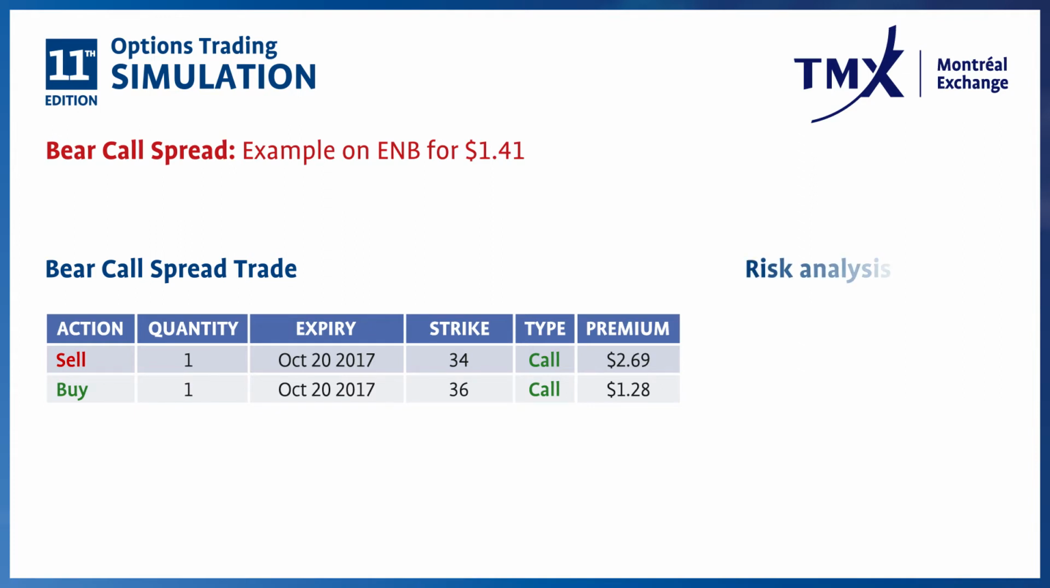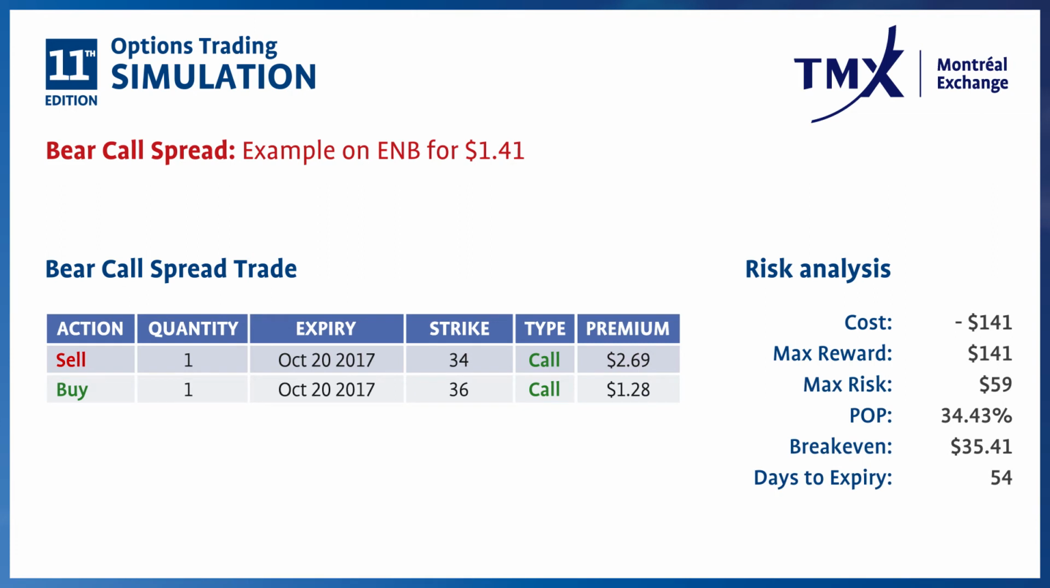Now let's look at the risk analysis. The cost is negative because it's not a cost but it is a credit. That is why it's negative. The maximum reward is $141, which is the net premium received from the bear call spread strategy. The maximum risk is $59, which is the spread between $36 and $34 minus the net credit of $141. The probability of profit is 34.43% with a break-even point of 35.41. And these options have 54 days to expiry.